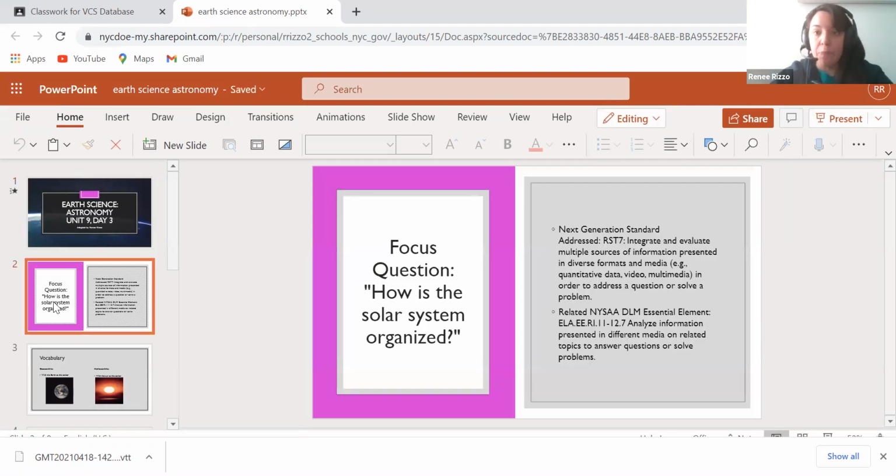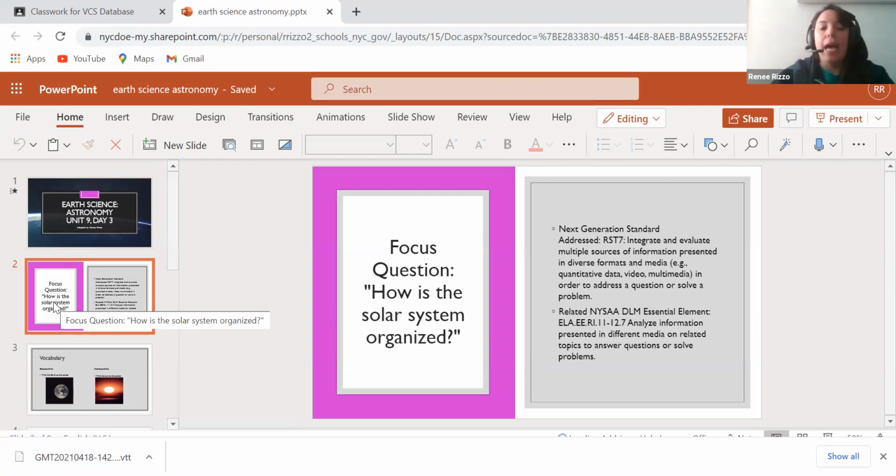I included the same focus question as the original lesson because I felt it was a good way to focus our lesson. How is the solar system organized? The next generation standard addressed, I believe, is RST7. Integrate and evaluate multiple sources of information presented in diverse formats and media, e.g., quantitative data, video, multimedia, in order to address a question or solve a problem.